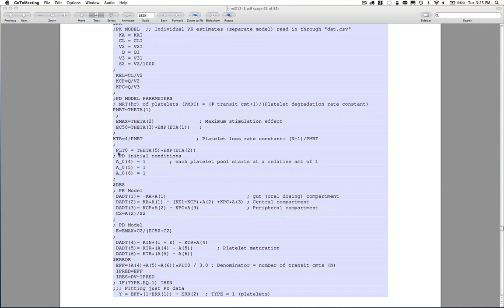Now, a little bit different here, where previously with the precursor pool, we were able to sort of solve out, if you will, at steady state what the initial conditions were. Here, we're actually estimating this. And then there's another trick that's going to come up here, again, because the number of platelets isn't just the amount that's in compartment 4, 5, or 6. It's actually the sum across 4, 5, and 6. And so we're going to handle that down in the error block, which we'll get to in just a second.